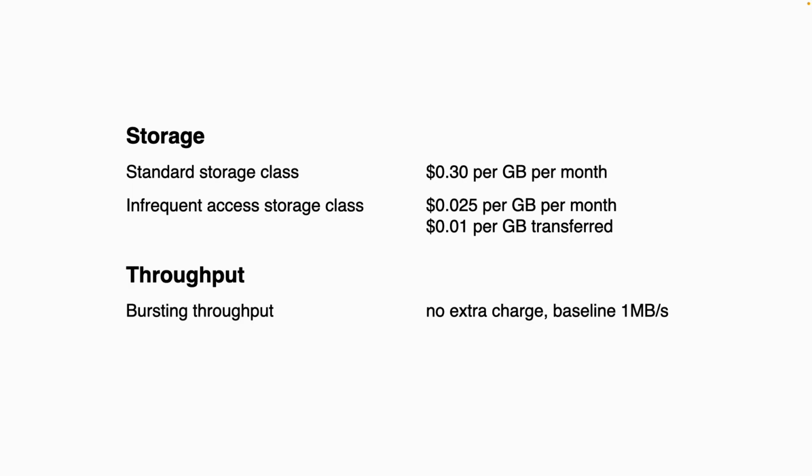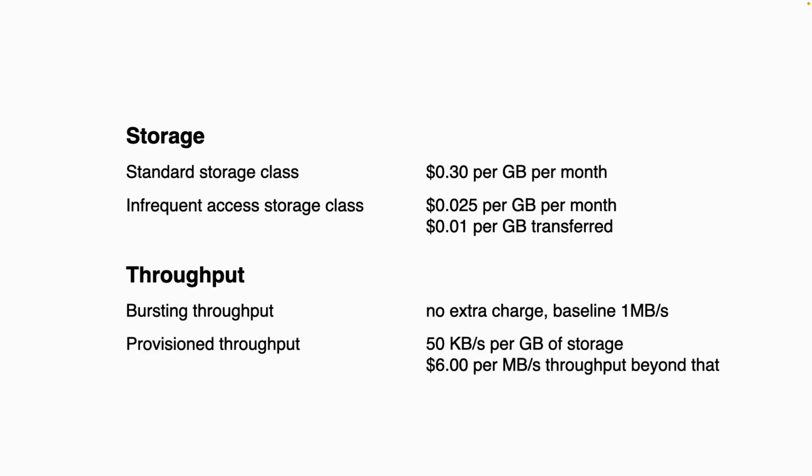EFS also gives you two throughput options. The bursting throughput mode is the default, and there's no extra charge for it. You get a baseline throughput of 1 megabyte per second, and it works with a credit system where unused throughput is stored as credit so that when you need it in a burst, you can burst up to 100 megabytes per second for every terabyte of data in the file system. And when you run out of credits, you will still have that default 1 megabyte per second of throughput.